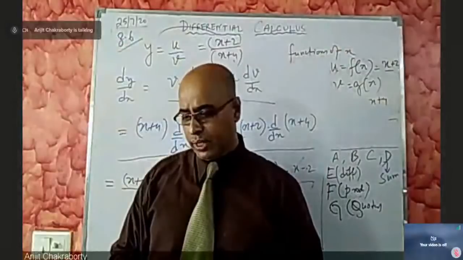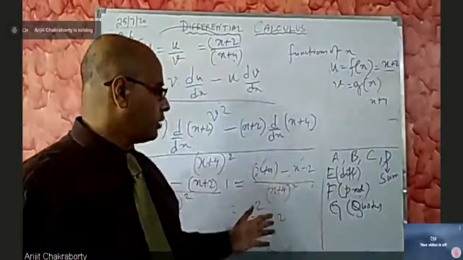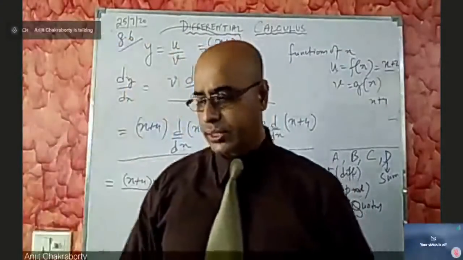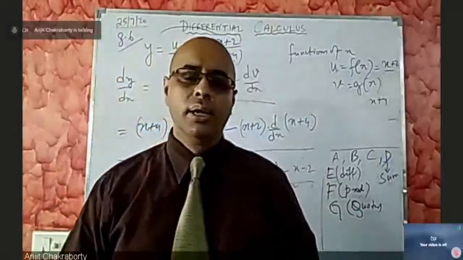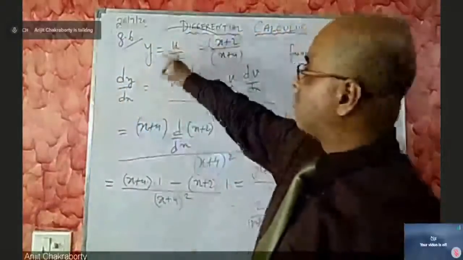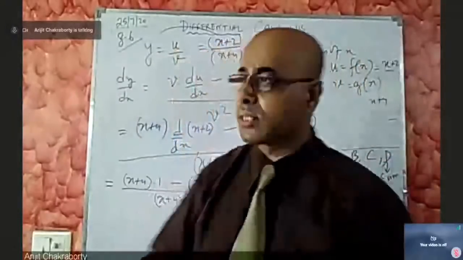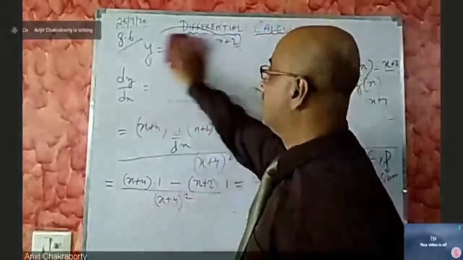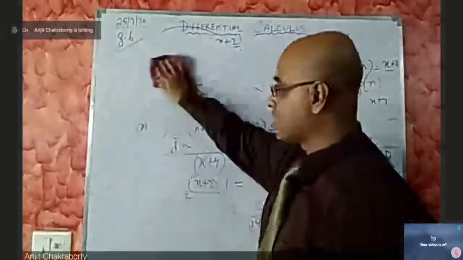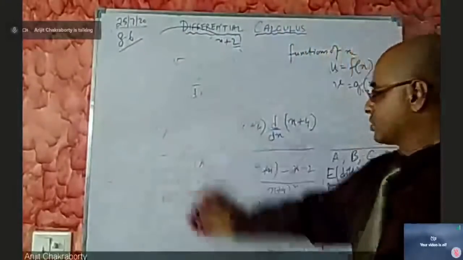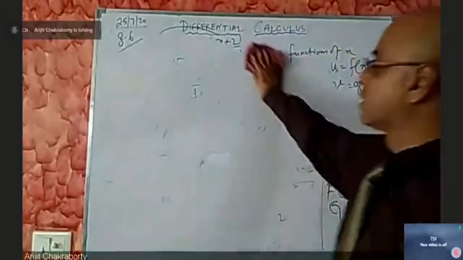So in this way, we are able to break it down and find out how we take care of problems like this where you have y is equal to u by v and both are functions of x. For example, here we took u is x plus 2 and v is x plus 4. Okay, so this is the way to solve these types of numericals.